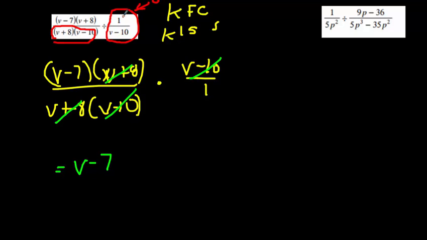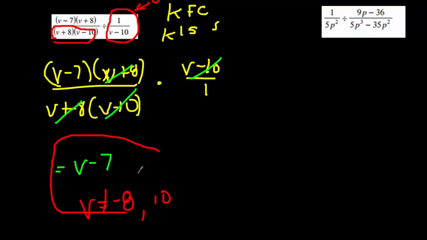In this case, the 1 doesn't affect us. And these others do affect what my restrictions are. So in this case, for the v plus 8, v can't equal negative 8. So from that part, v can't equal negative 8. For the v minus 10, v can't equal 10. And from the other v minus 10, it's the same thing. So there is my final answer, where I have v minus 7. Restrictions are v can't equal negative 8 or 10.